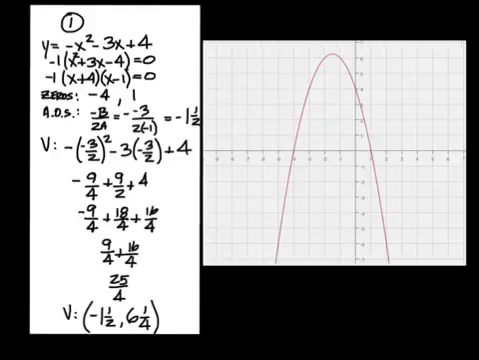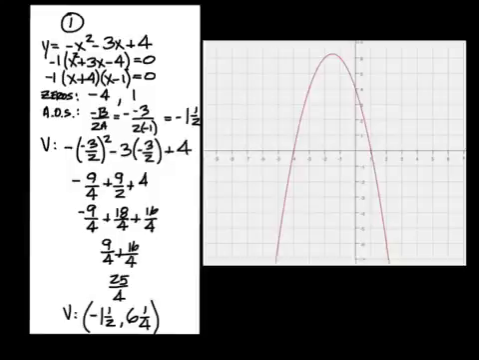Alright, for the first one, here's how we're going to do your points. They're 1 point for each thing that you get right. So if you get the zeros right, it's 1. Axis of symmetry is 1. And the vertex would be 1 point, and then the graph is also 1 point.